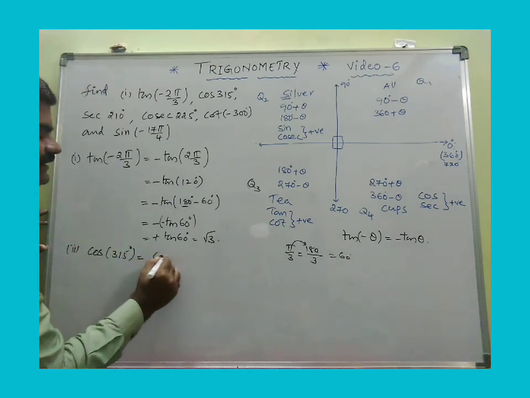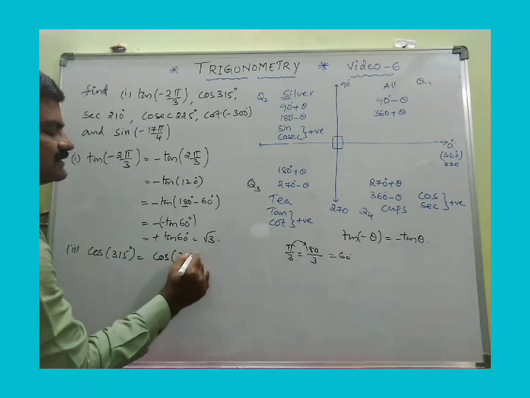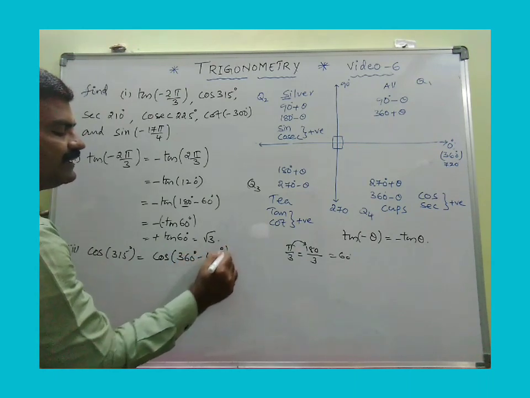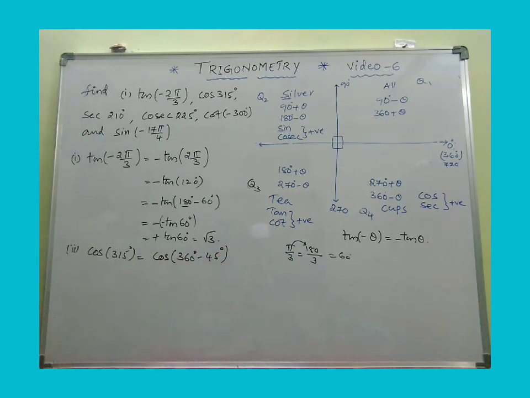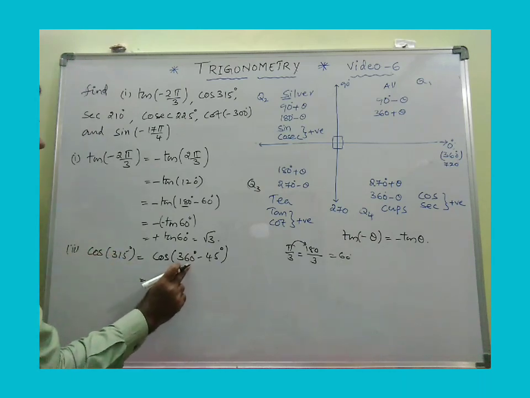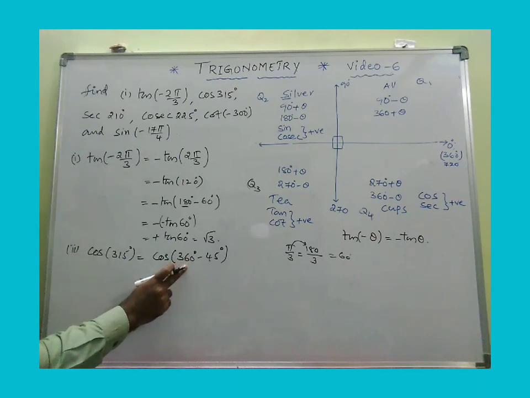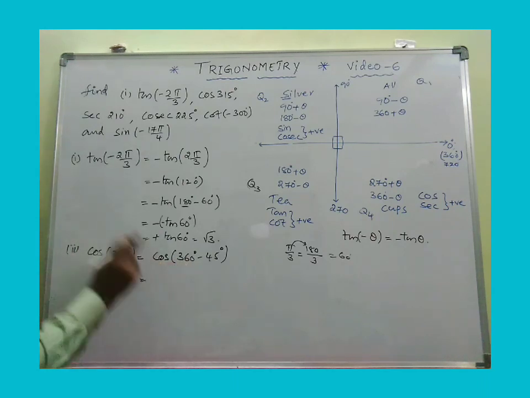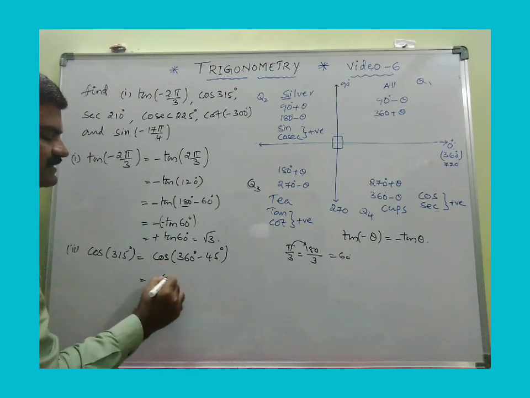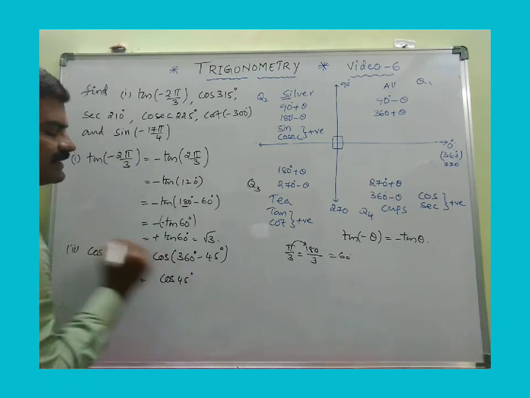Hence, let me write this as 360 minus 45. Can I write it or not? Yes. Now question number 1: because of 360, an even multiple of 90 or pi by 2, there will be no change. No change. Hence this is, first of all, cos 45 degrees.